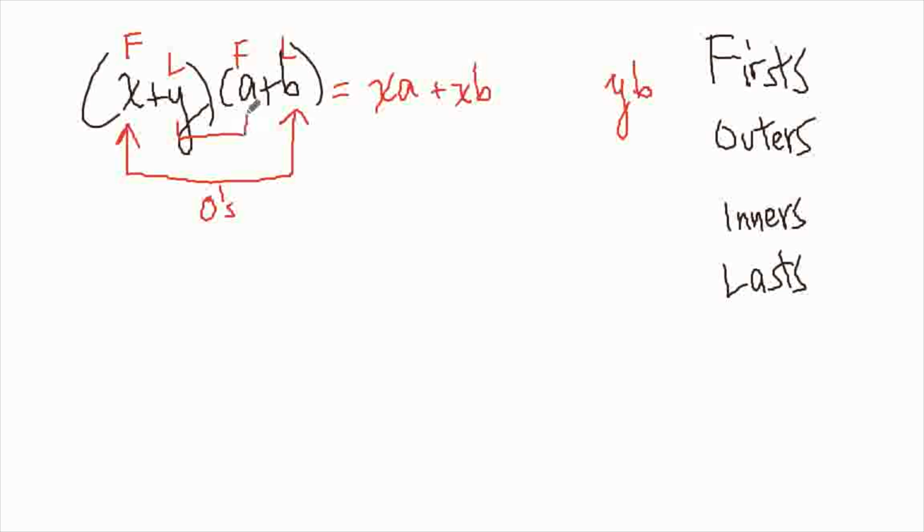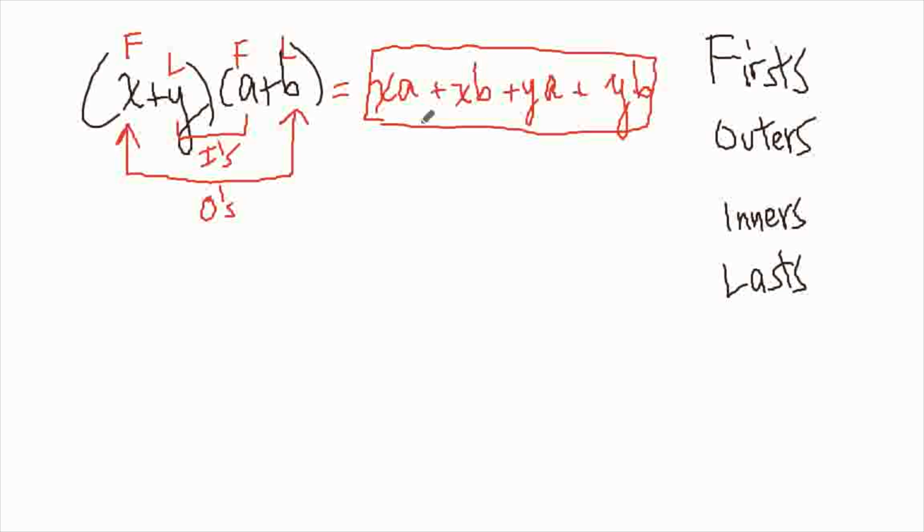So the Y and the A give us the I's. Okay, so plus YA. Alright, and so that is FOIL, and you'll see that that gives the same as we had before in 1 step. Alright, let's do some examples now of distribution, FOIL, and combining like terms.